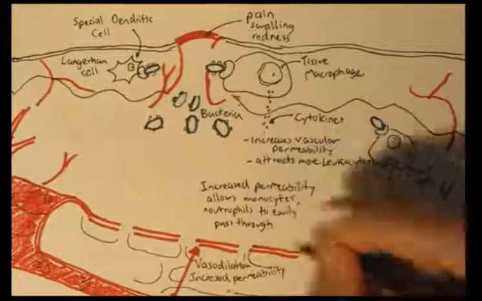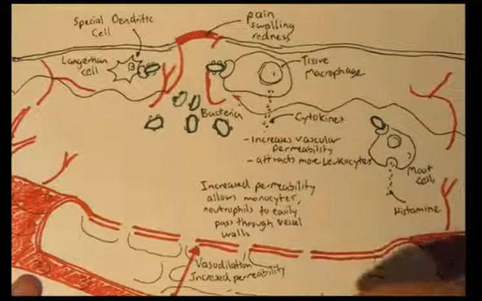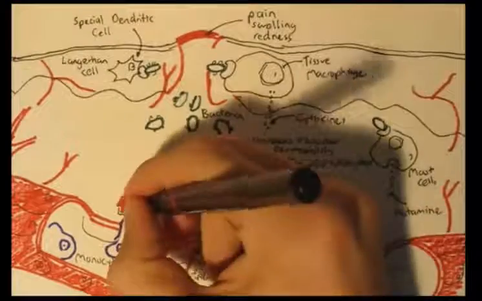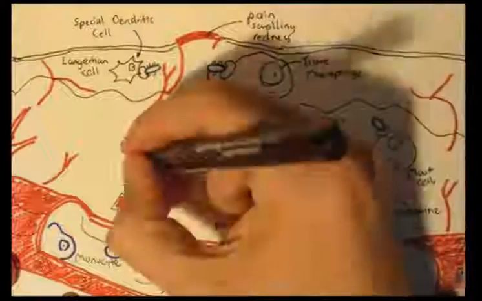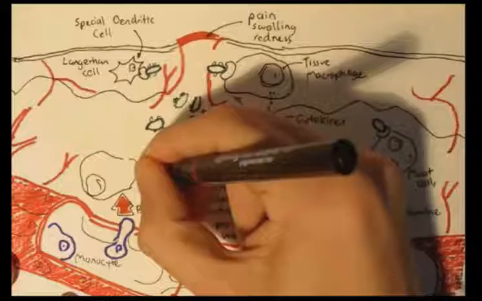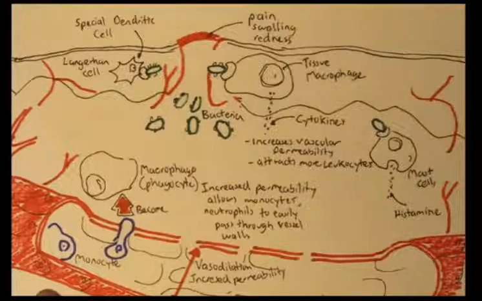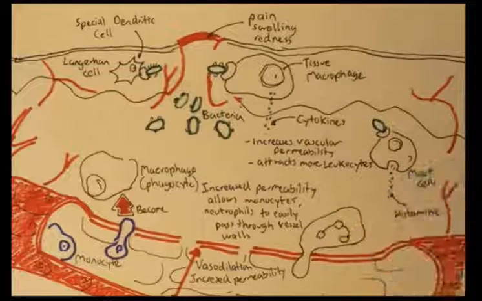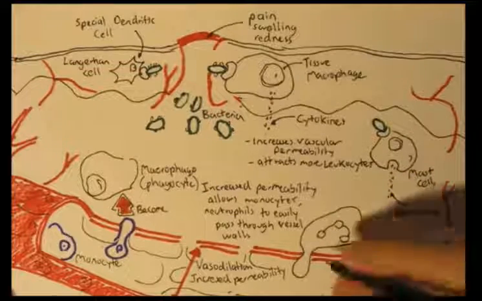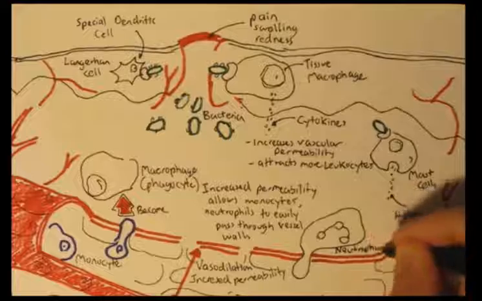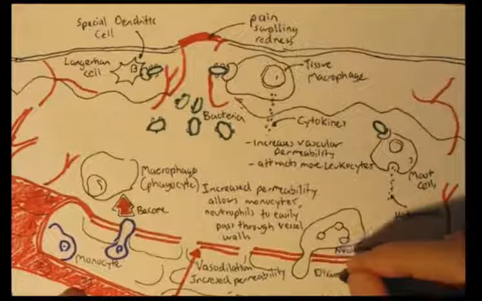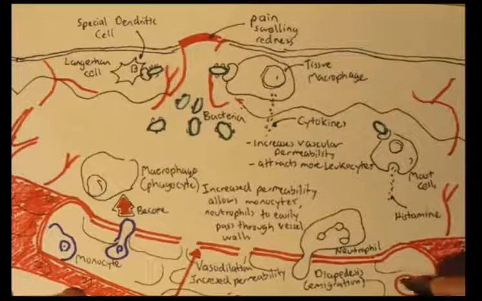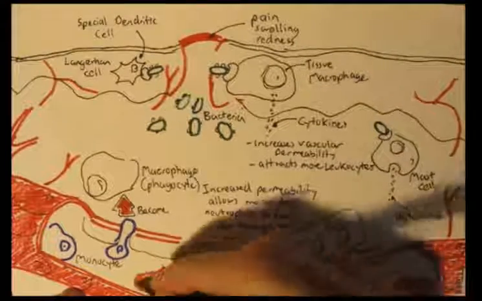Now, the increased permeability allows immune cells such as neutrophils and monocytes to slide through vessel walls. As the monocytes slide through the vessel walls and go into the tissue, they actually become macrophages. So inside the vessels there are monocytes, but once they are out, they are macrophages. And also the special phagocytes, neutrophils, with three lobes as their nucleus. Now neutrophils are the most abundant leukocyte found in the body. They pass through vessel walls by a process called diapedesis or emigration.